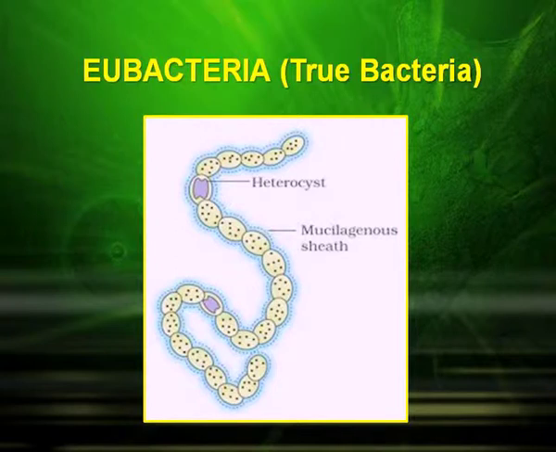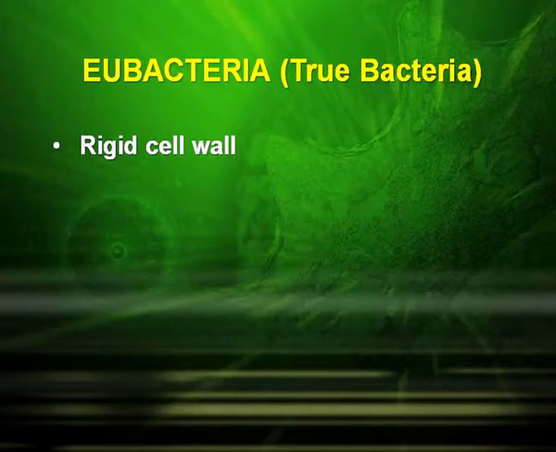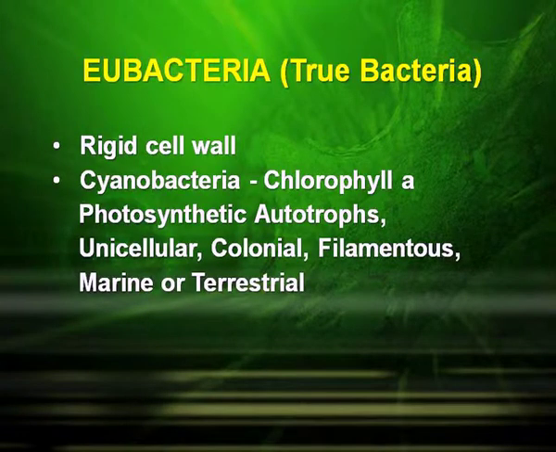Eubacteria. They are the true bacteria. They have a rigid cell wall. Cyanobacteria, Nostoc, Anabaena are all included under this. Cyanobacteria has chlorophyll a. They are photosynthetic autotrophs, unicellular, colonial, filamentous, marine or terrestrial.